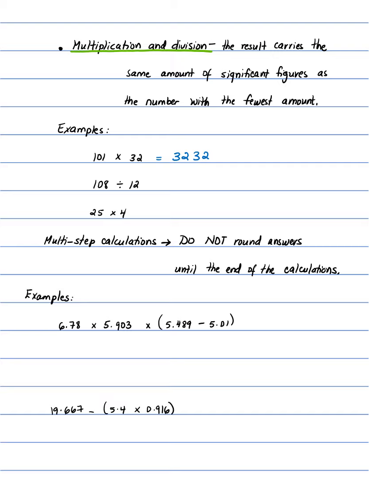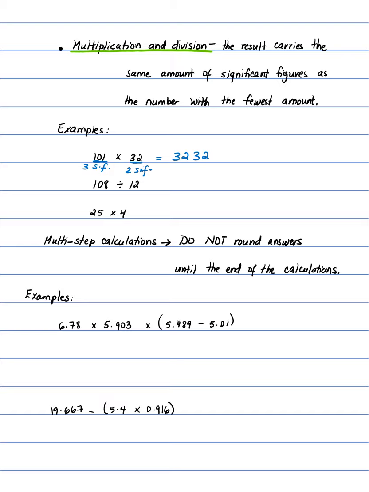That's from the calculator. The rule is telling you your final answer is going to have as many significant figures as the number with the fewest amount. First number here, 3 significant figures: 101, confined 0 is significant. Second number, 32, two significant figures.